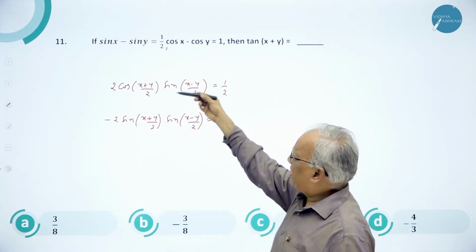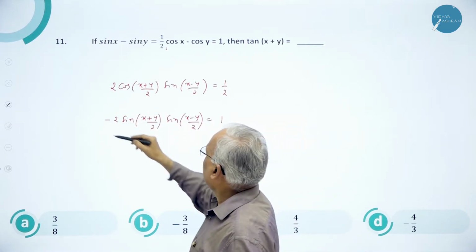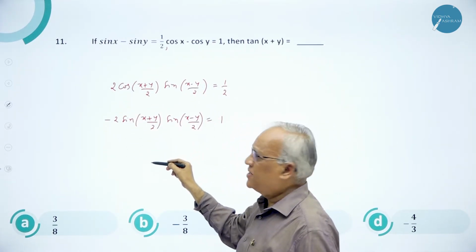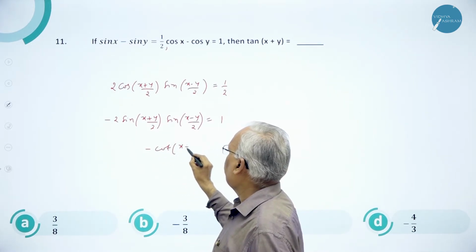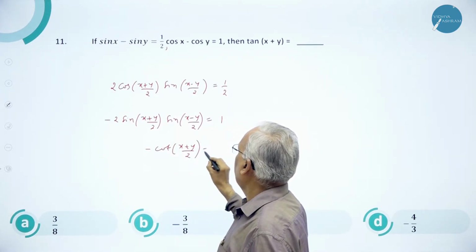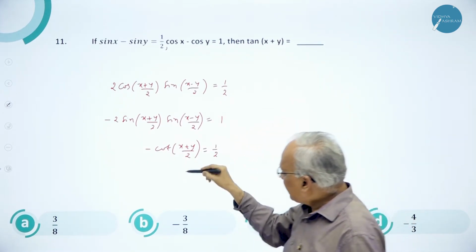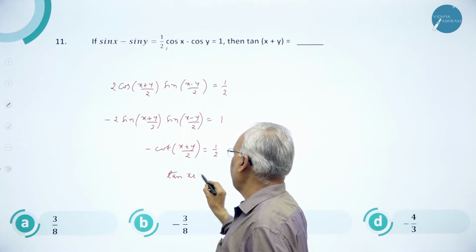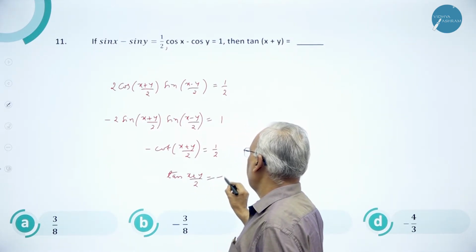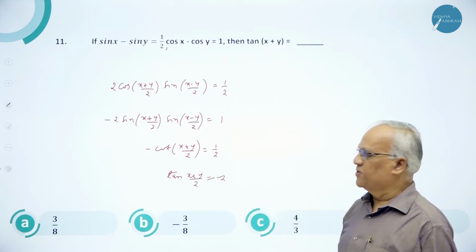Now, you can divide one by the other. 2 cancels. Sin (x minus y) by 2 cancels. You get minus cot (x plus y) by 2 is equal to 1 by 2. I can take the reciprocal and get tan (x plus y) by 2 is equal to minus 2. Tan (x plus y) by 2 equal to minus 2.